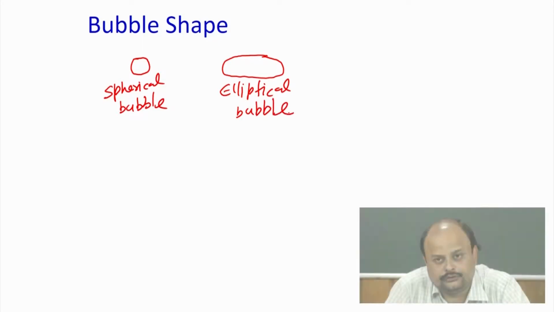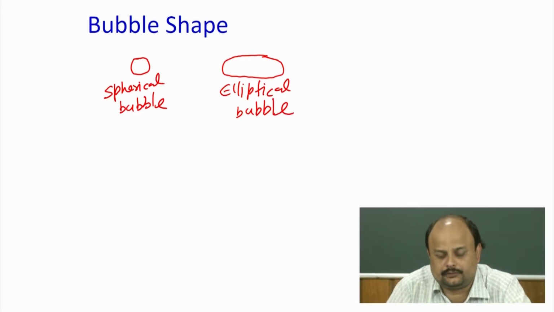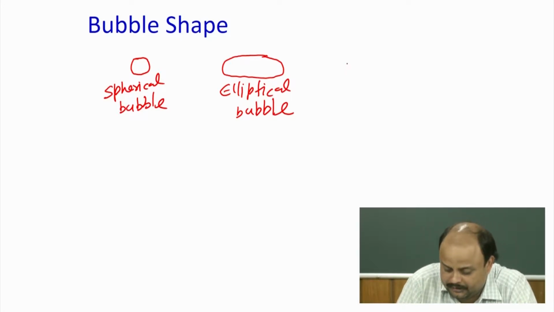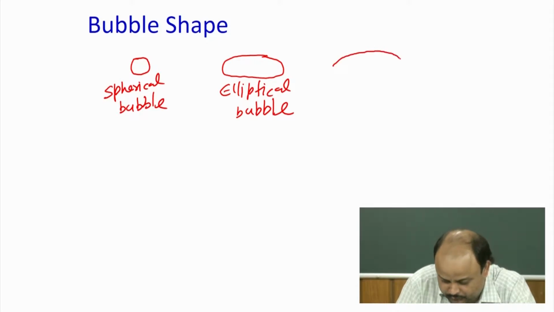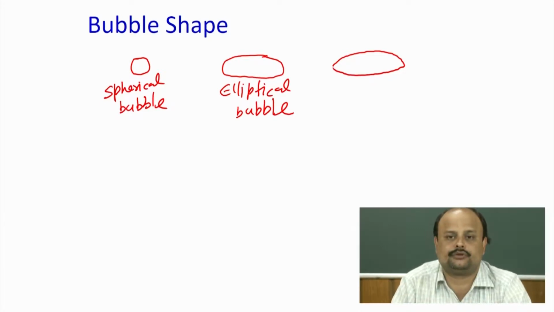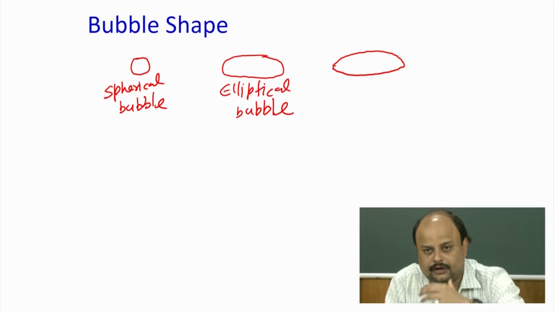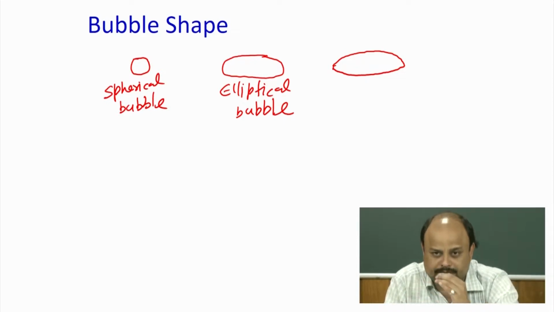Now if you further increase the velocity or the bubble size, what will happen? You will see a bubble which will be kind of elliptical, but the upper surface will be more towards spherical, and the bottom surface you will see some elliptical portion. But it will not be perfectly an ellipse. The upper top surface will start swelling up and going towards the spherical shape.